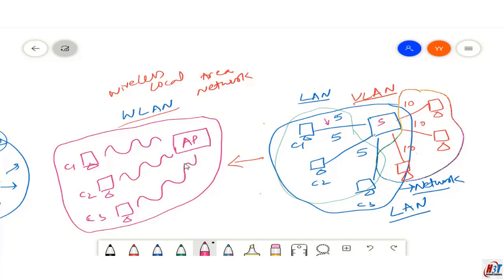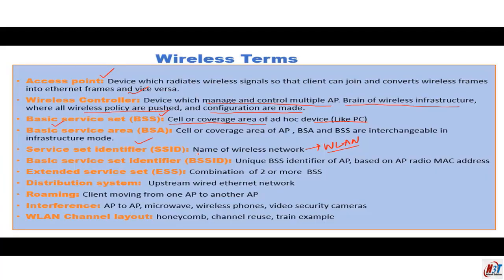Similarly, we can also break this wireless local area network into multiple smaller wireless local area networks. And how do we do that? Again with the use of a VLAN. We assign this VLAN to a particular WLAN, and let's say the name of that WLAN is guest. And this name is known as SSID. As we saw in the definition, SSID is the name of the wireless local area network.